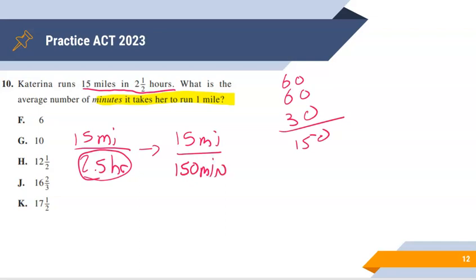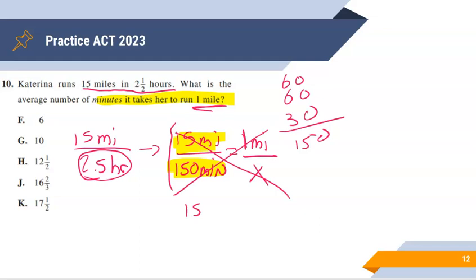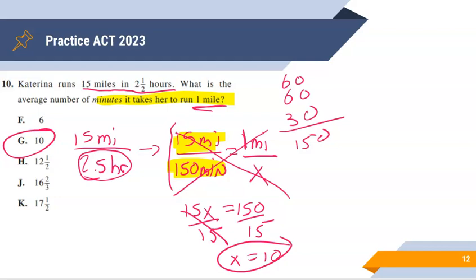So this is the part that we know. We know 15 miles are the same thing as 150 minutes. They want to know, well, what would 1 mile be? So we'll put 1 mile on the top, and we don't know what this piece will be. Well, cross multiply, divide by 15, and we get our answer.